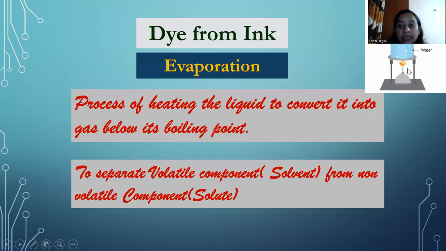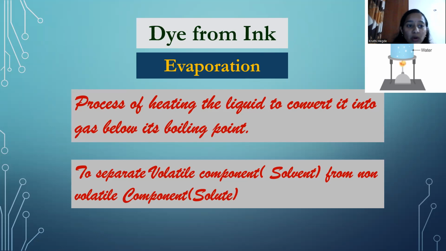And we'll supply the heat. As we supply the heat, the water gets boiled up, and that heat energy is supplied to the ink, and vapors of ink will go. What is left in the process? There will be dye left in the watch glass. So this process is evaporation, and we can use this evaporation to separate a volatile component from a non-volatile substance.